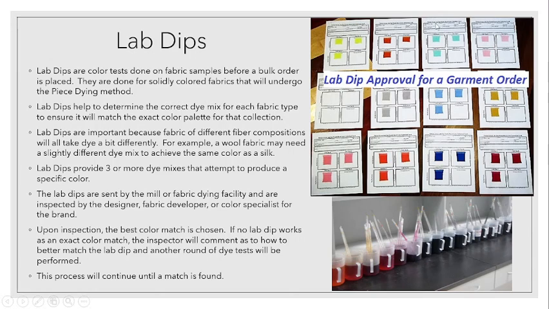If one matches exactly, the color specialist will note which one is the exact match and send the approval back to the mill so they can use that exact dye mix for that color. If none of them match, they will add a bit of comments to the closest matching one. Say, use 5% more red. Something along those lines. Another round, again, will be produced, and this will be repeated until an exact dye mixture is found. The bottom picture shows some sample dye mixes.